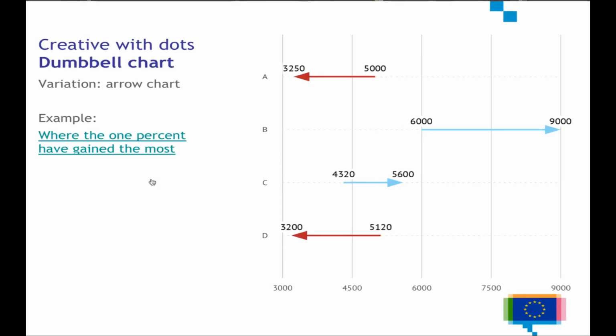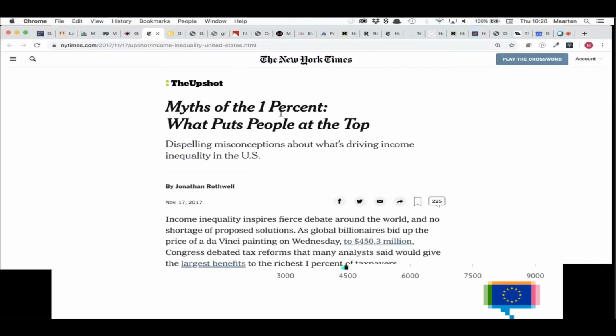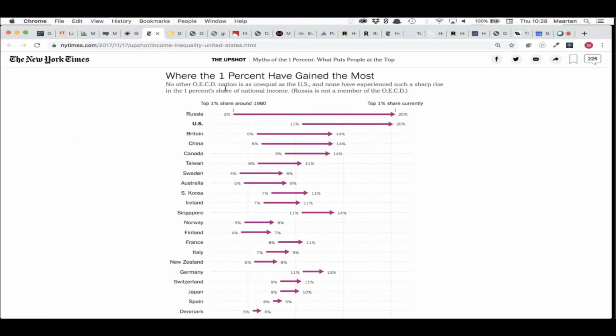This is from an article by the New York Times about the richest people in different countries and how their wealth even got higher. So you can see the arrow chart here, and the title of the chart is where the 1% have gained the most, and you can see that the largest arrow is in Russia, where the top 1% of the richest people now own 20% of the wealth, while it was only 3% a few years back.